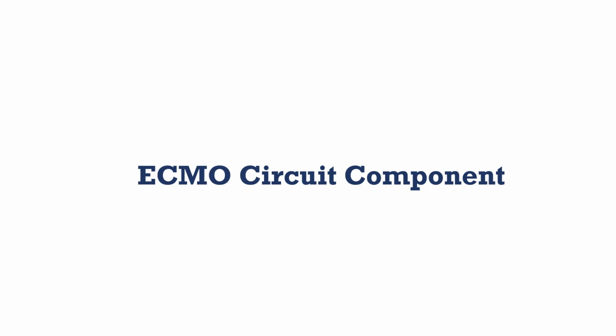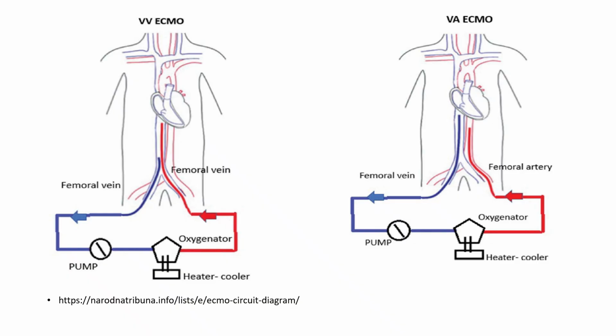Then we come to the second part of the lecture, ECMO circuit components. To describe the ECMO circuit, there is no difference between VV and VA except in the cannulation. In VV ECMO, the drainage cannula is from the femoral vein, and it goes to the pump, and from the pump to the oxygenator. The oxygenator itself is connected to a heat cooler, or heat exchanger, to warm the blood. Then the blood from the oxygenator returns back to the femoral vein, and this return cannula will be in the vein.